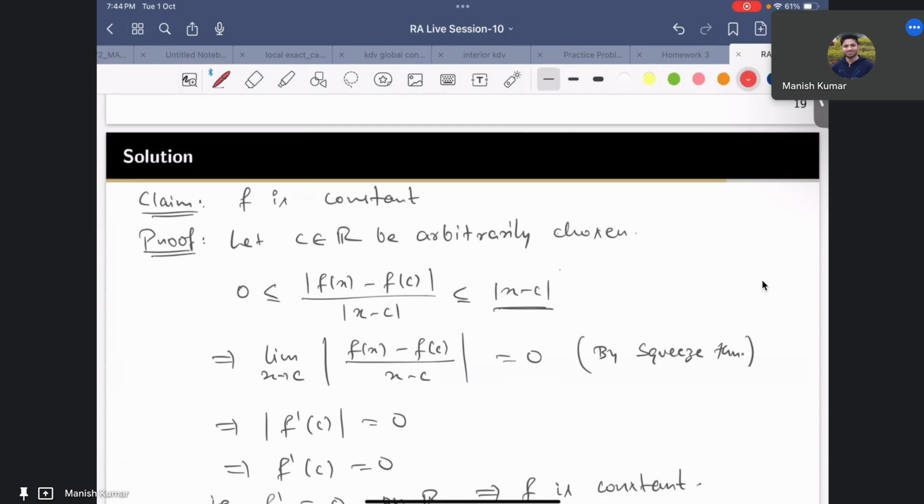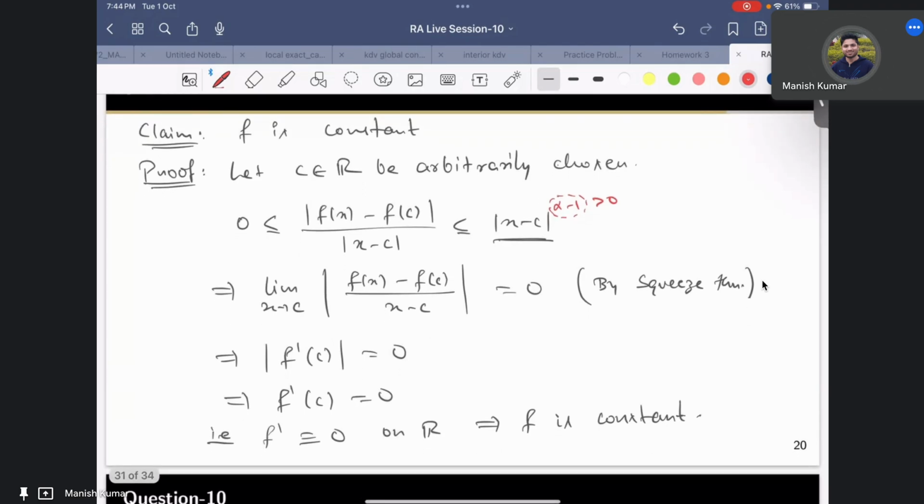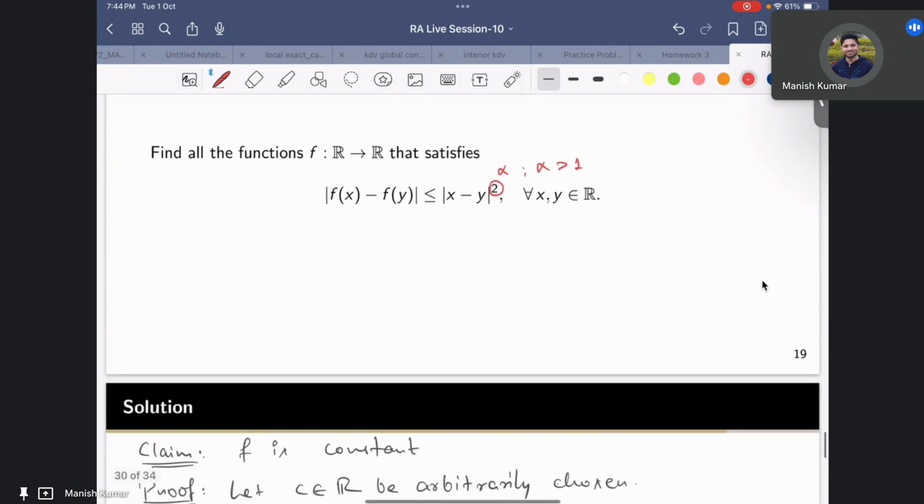This relation will still hold true, because this limit is again going to be 0, because alpha minus 1 is positive. So this quantity is greater than 0, and the limit is still 0, so again you will get the same answer, that the limit will be 0, and then everything will follow. So over here you can replace this 2 by alpha, where alpha is strictly greater than 1.